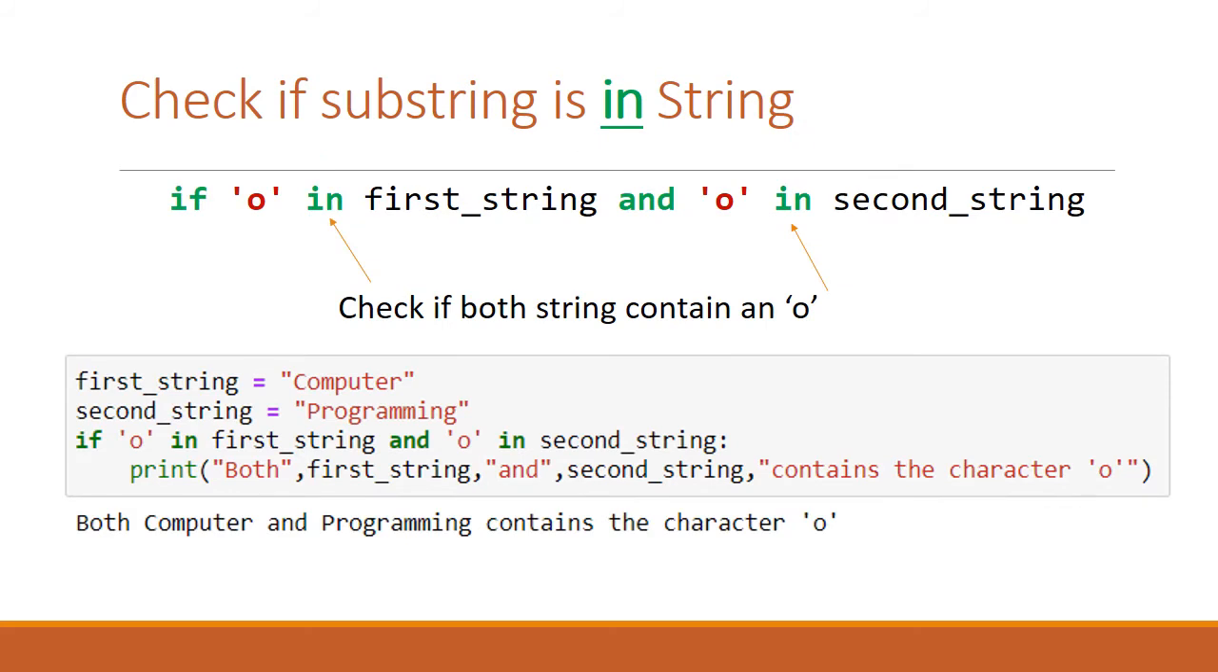Here, another example of the in operator determines whether or not the character O is in both the first string and the second string. So we have first string is assigned to computer, second string is assigned the string programming. Then we ask the question, if the character O is in first string and the character O is in second string, and if that's true, then we print the message both computer and programming contain the character O.